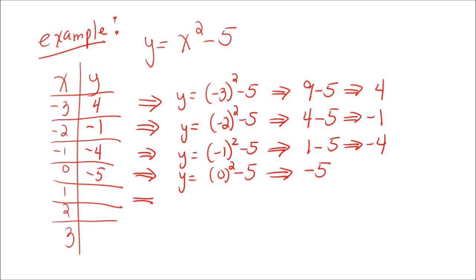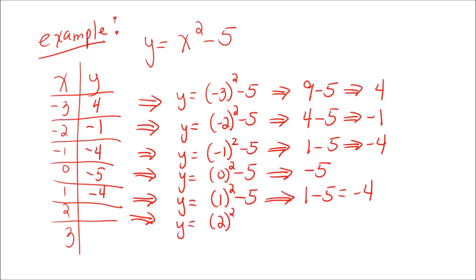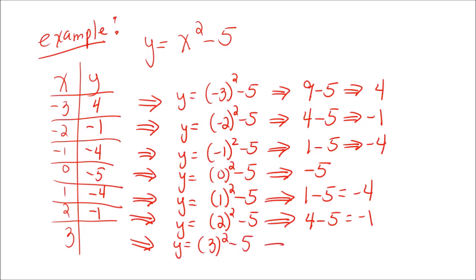You'll notice a symmetry start to appear when we use the positive values, because 1 times 1 is still 1 like a previous number, and 1 minus 5 equals -4. Notice both the -1 and the +1 x values yielded the same thing. That is a symmetry. Next, 2 times 2 is 4. 4 minus 5 equals -1. And last, we have 3, which is 3 times 3 since it's 3 squared. And 3 times 3 is 9. 9 minus 5 equals 4.